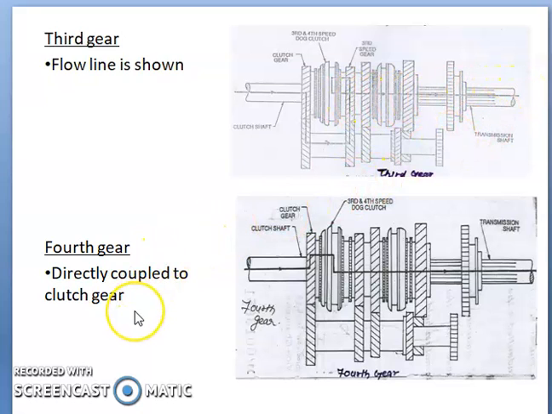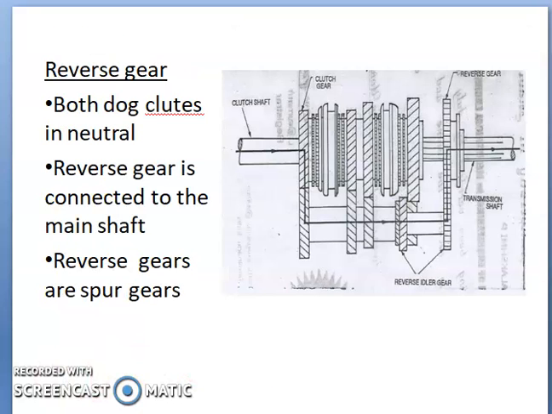So now if we want the fourth gear, what we do is we directly couple the dog clutch to the clutch gear. So power directly flows from the clutch shaft to the transmission shaft. So how do we attain reverse gears?